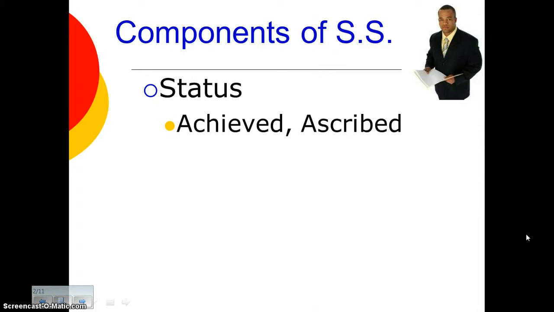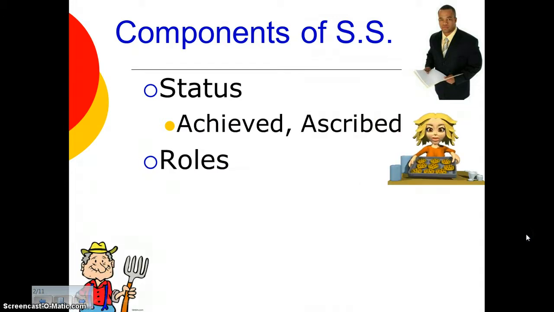Okay? Now, achieved status, that's a little different because that requires certain abilities or qualities. You've done something to earn it. So, for example, your education, right now you're trying to achieve a college degree and get that achieved status. Your income, your occupation, your marital status, all of that would be achieved.